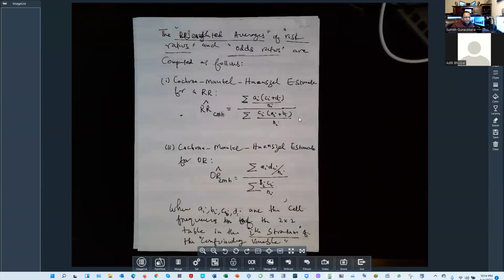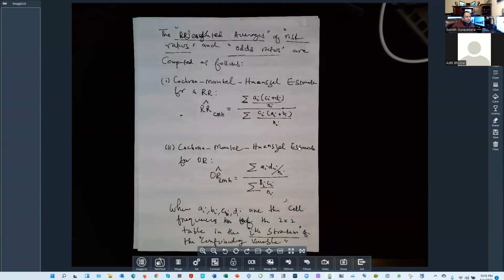So in this case, where Ai, Bi, Ci, Di are the cell frequencies of the 2 by 2 table in the ith stratum of the confounding variable. Ith stratum means like the female one. You're gonna do this exactly for the whole female table, plus you're gonna do the same thing for the male table and add them up. Then you're gonna get the relative risk, the Cochran-Mantel-Haenszel estimate. That means it has been weighted.